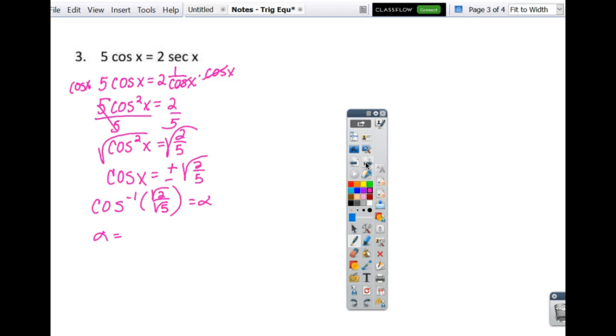What? Either way, it's the same thing. You have to make sure you get your parentheses right. I got 50.78768. So if you did that, you're good. And then you get your four answers. You get 180 minus, 180 plus, 360 minus.